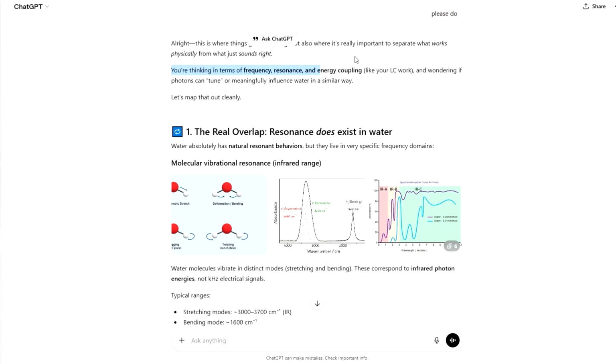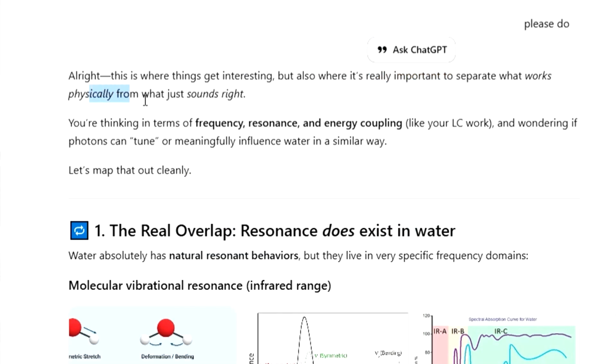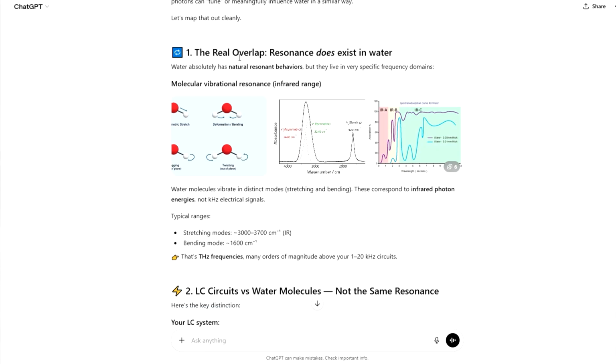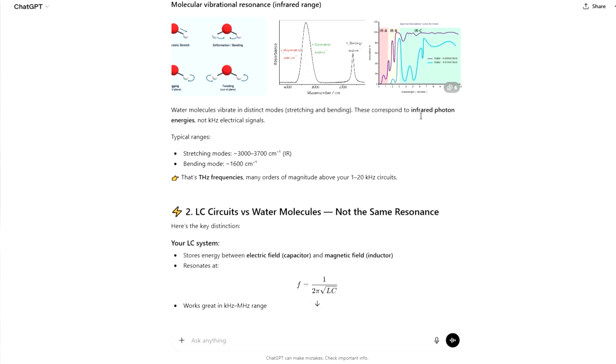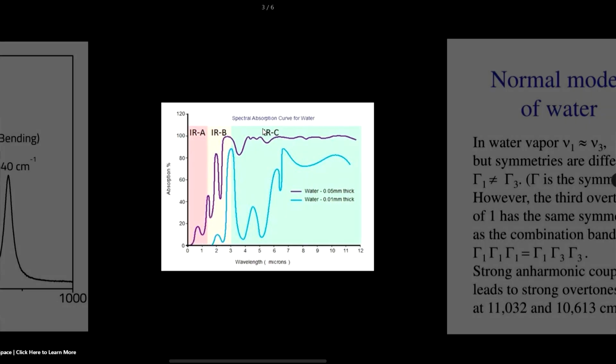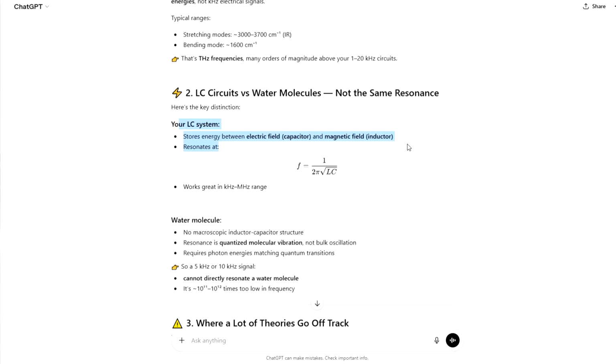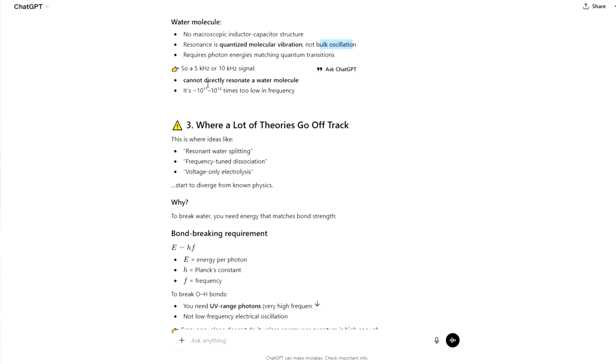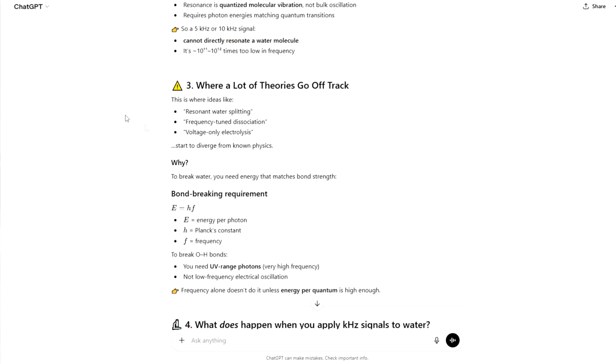Alright, this is where things get interesting. What's really important is to separate what works physically from what just sounds right. So the real overlap: resonance does exist in water. Interesting, but it's at the terahertz frequencies, not kilohertz like what we're working with. Now, the spectral absorption curve for water, wavelength in microns. Okay, absorption. Obviously my LC system is in the kilohertz range, where water resonates at the terahertz frequencies. Obviously, a 5 or 10 kilohertz signal cannot directly resonate water, speaking of light energy.